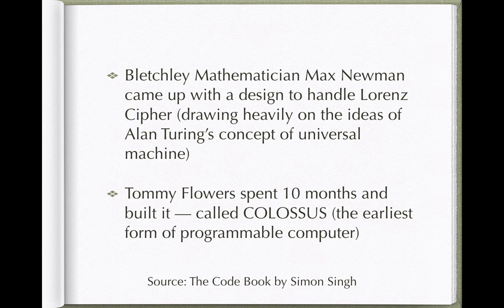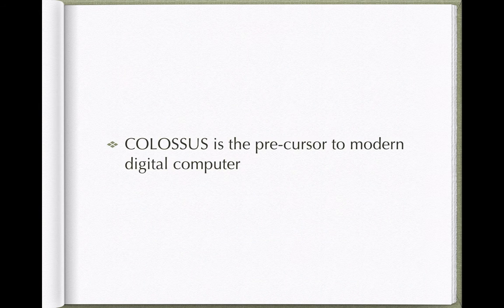And finally built it. The British called it Colossus. The name of the machine is called Colossus. So it is considered as the earliest form of programmable computer. The Colossus is the precursor to the modern digital computer. It's a programmable device, and finally using the Colossus, the British were able to break the Lorenz cipher.